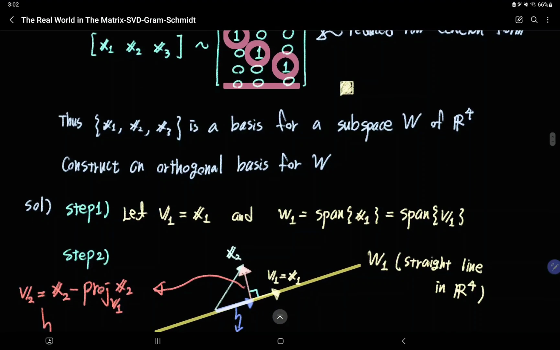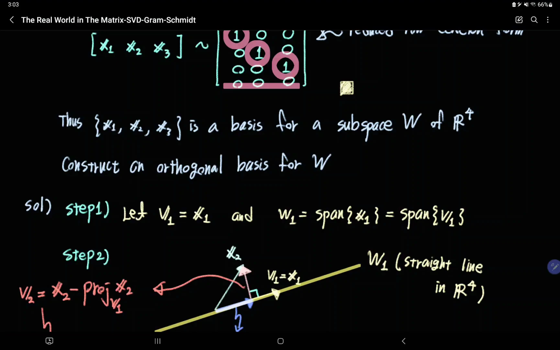So let's see here. Solution. Let v1 be x1. Okay, the strategy is pretty much the same as in example 1. So we set the first vector as v1, and then we find the space generated by that vector x1, or you can say v1. This is v1 right there, which is x1. Then the space generated by v1 is going to be just a straight line, right, along that vector v1. So W1 is simply a straight line in R4.